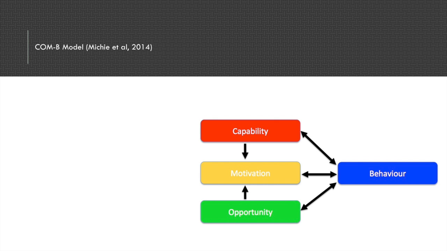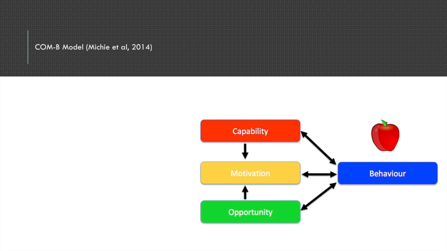The initials COM-B stand for capability, opportunity, motivation and behaviour. The main premise of the model is that for any behaviour to happen, the individual, group or population must have the capability, opportunity and motivation to perform it.